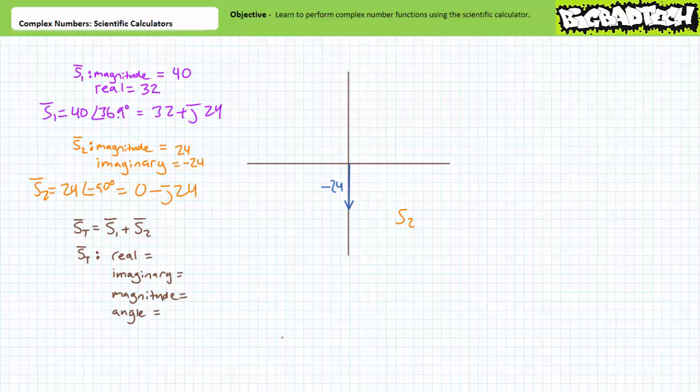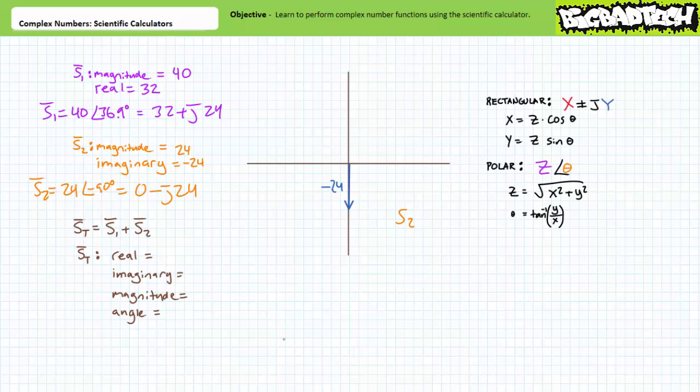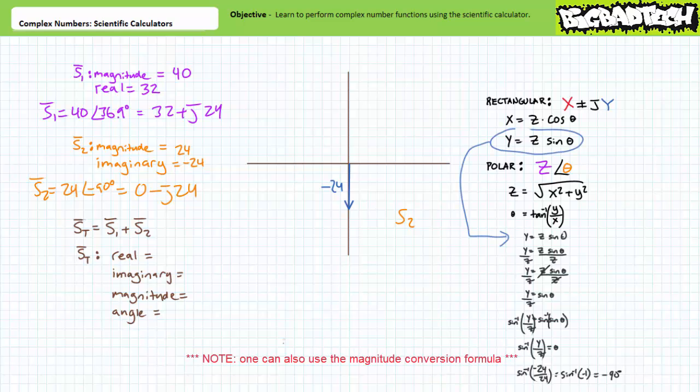This being said, I can prove this truth mathematically. Given our army of conversion factors between rectangular and polar format and vice versa, and given we know the magnitude and imaginary component of S2, the logical handhold to begin our climb is the only conversion involving the magnitude and imaginary component of S2. The imaginary vertical y component is the magnitude z times the sine of the angle theta. Let's use our two knowns, the magnitude and imaginary component, to solve for the single unknown, the angle. Rearranging the conversion, taking the inverse sine of both sides, we arrive at the angle equals the inverse sine of the imaginary over the magnitude. Substituting our given values yields an angle of negative 90 degrees.